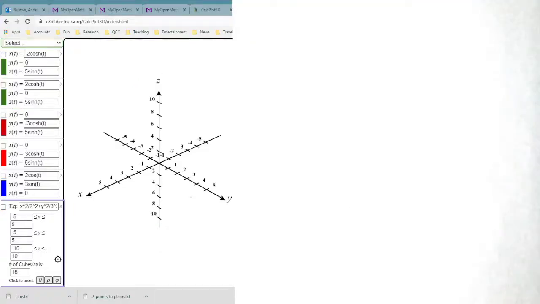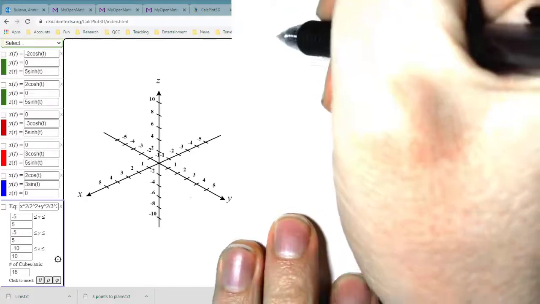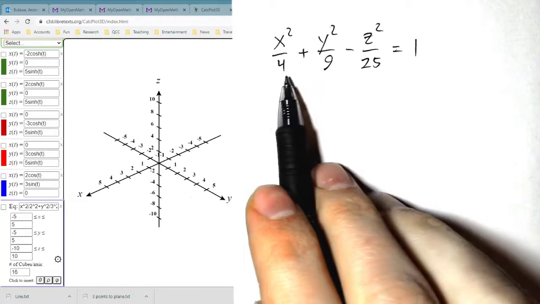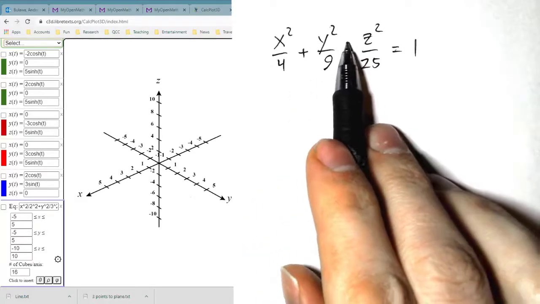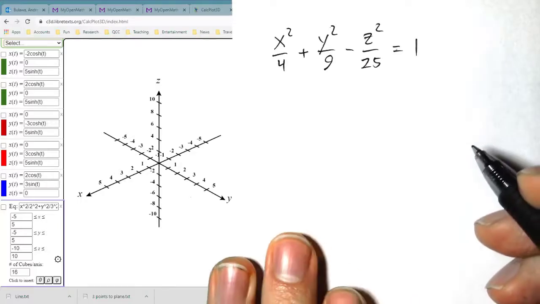Okay, now I want to change things around just slightly, all right? So I'm going to look at this equation. All I've done is taken the same equation we looked at before, but changed that second plus sign to a minus. What happens here? Well, let's look at the traces.